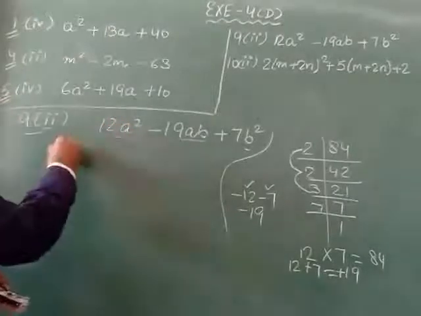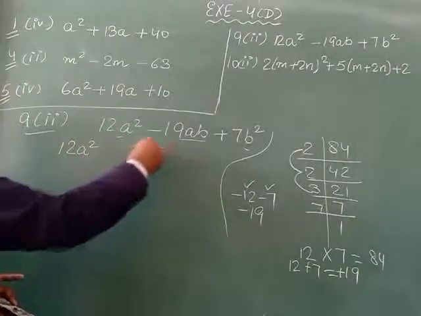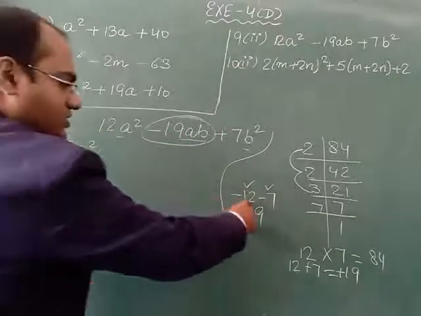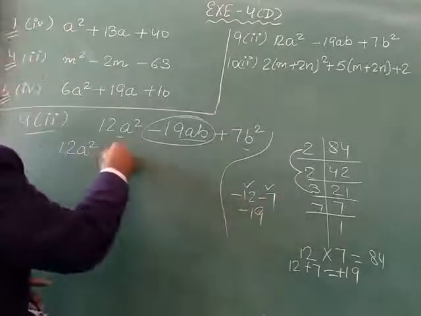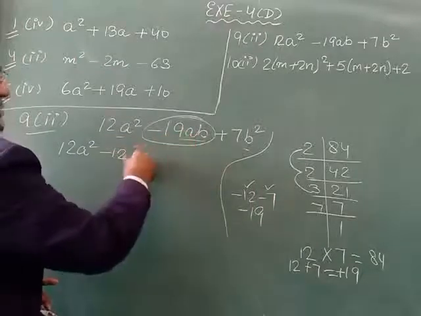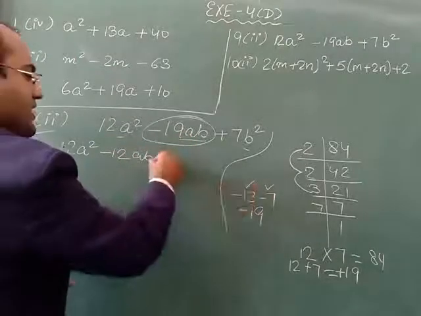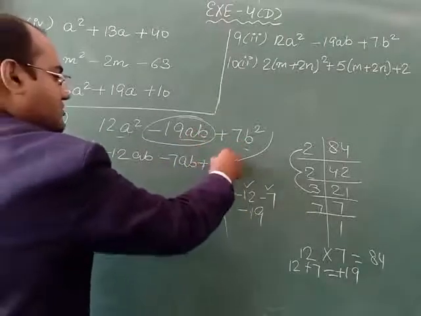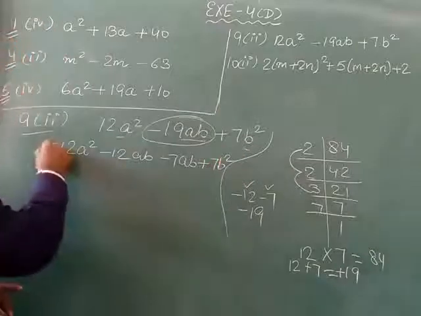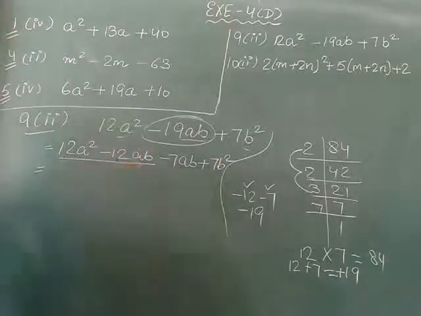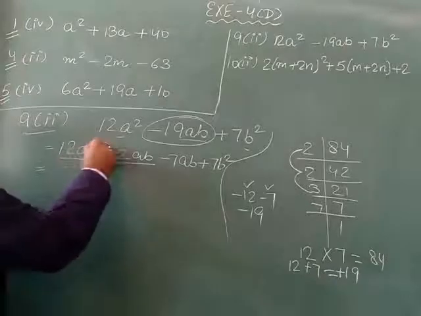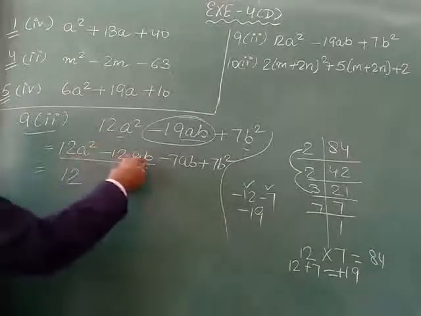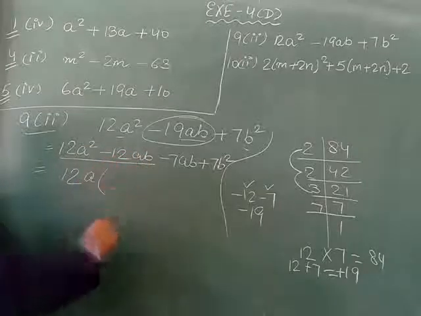Now the first one we write as it is, 12a². In place of minus 19ab we take minus 12ab, minus 7ab, plus 7b² as it is. Now from the first two terms we take common: 12a² minus 12ab. 12 is common, and in both a² and a, one a we can take common.